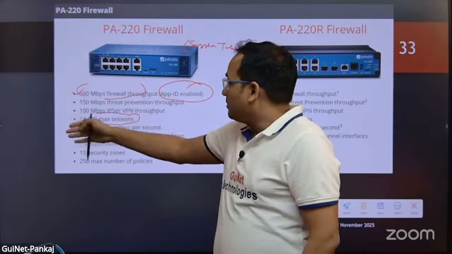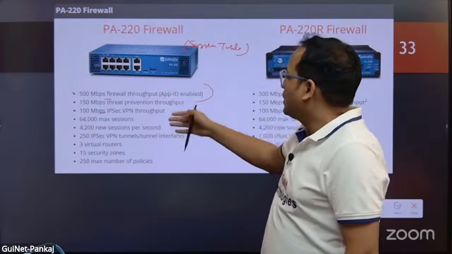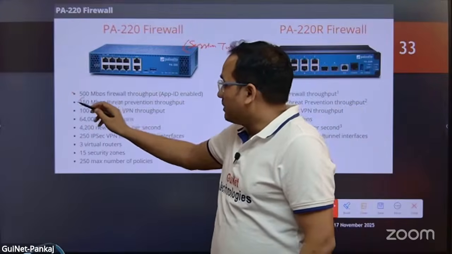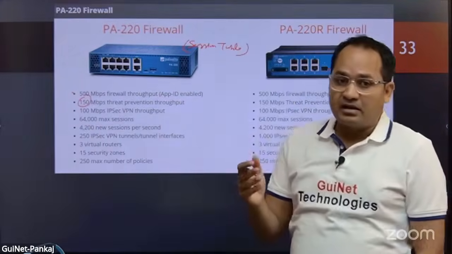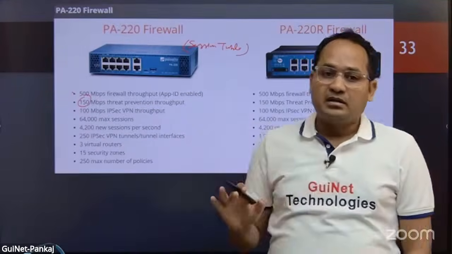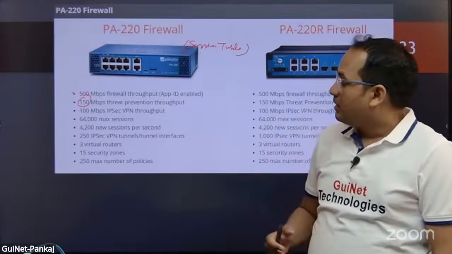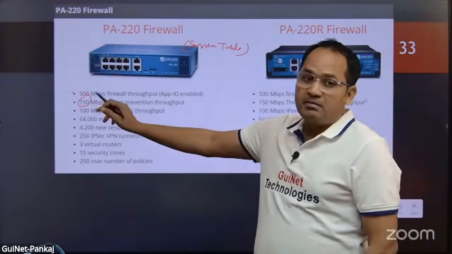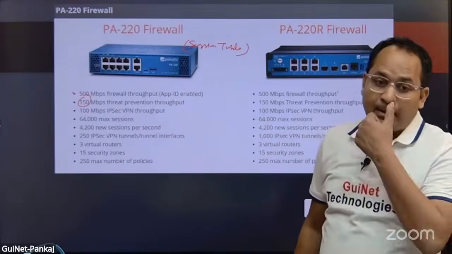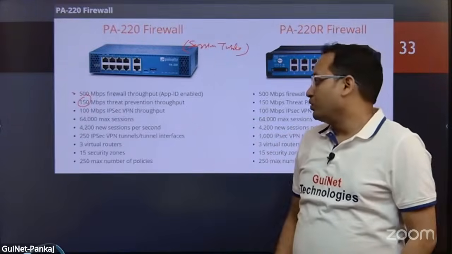If you are going to enable threat prevention and you want to get its throughput, what is a threat? Threats are any virus, any malware, any vulnerability, any WildFire. They all come under threats. So if you want higher threat inspection, the maximum speed you are going to get is 150 Mbps. But if you have a bigger firewall, probably you are going to get more throughput.